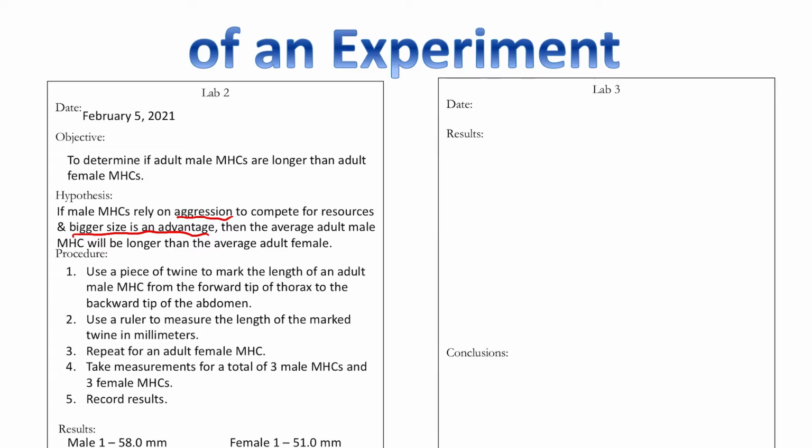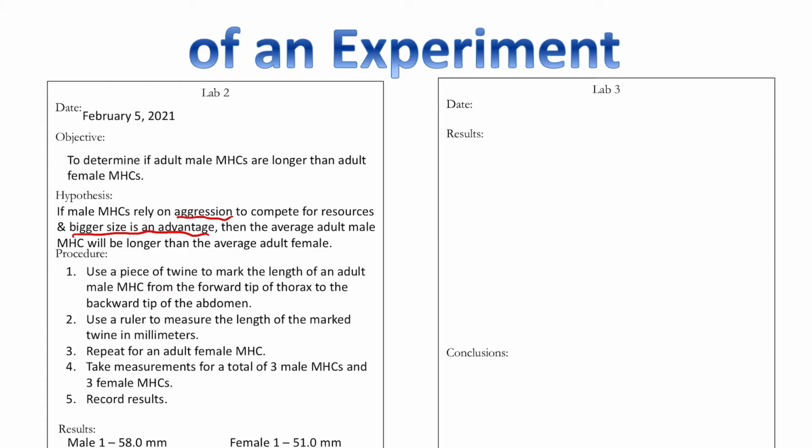Next, we're going to use a ruler to measure the length of the marked twine in millimeters. Repeat for an adult female MHC. Take measurements for a total of 3 male MHCs and 3 female MHCs, and then you're going to record your results, okay? So I have our results here.